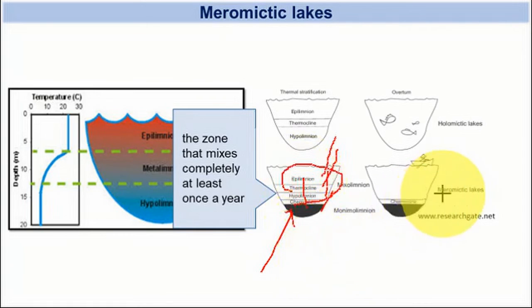Then meromictic lake. In case of meromictic lake, this may happen in different forms. This mixolimnion, you can see this is the area, and sometimes you may find chemolimnion is not mixing up the other rest of the layers, but still this is a mixolimnion. And there is a part which is totally not changing and even not mixing with the rest of the lake. It is called monimolimnion.